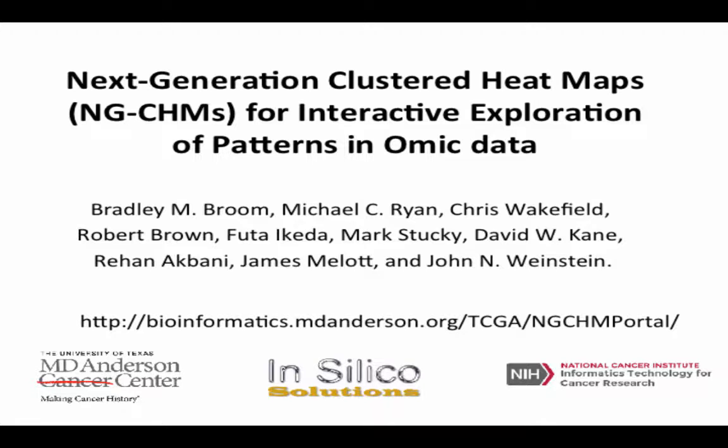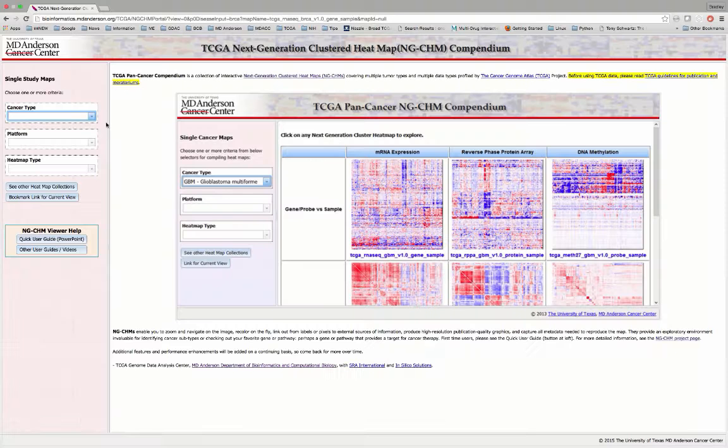In this short video, I'm going to describe the next generation clustered heat map, or NGCHM, system, which provides a dynamic, highly interactive visual environment for exploration of patterns in omic data. The system is under continuing development at UT MD Anderson Cancer Center and In Silico Solutions, with generous support by ITCR. I'll begin by showing the system's dynamic features.